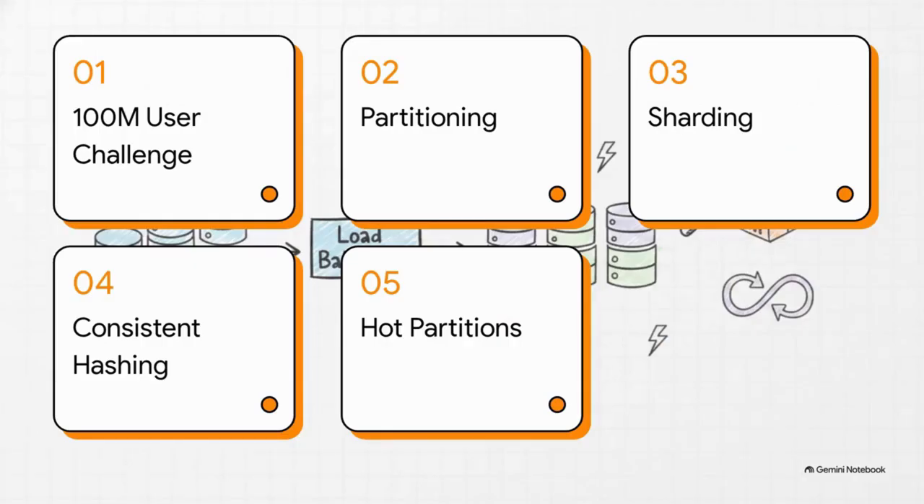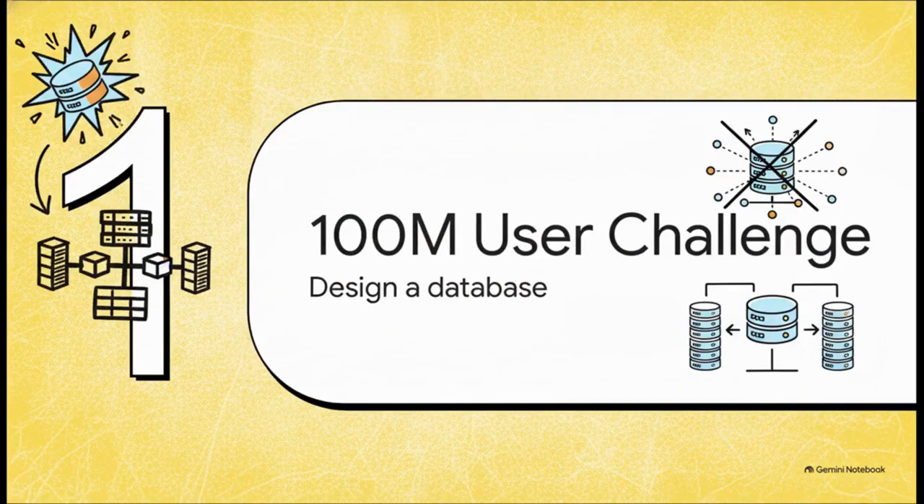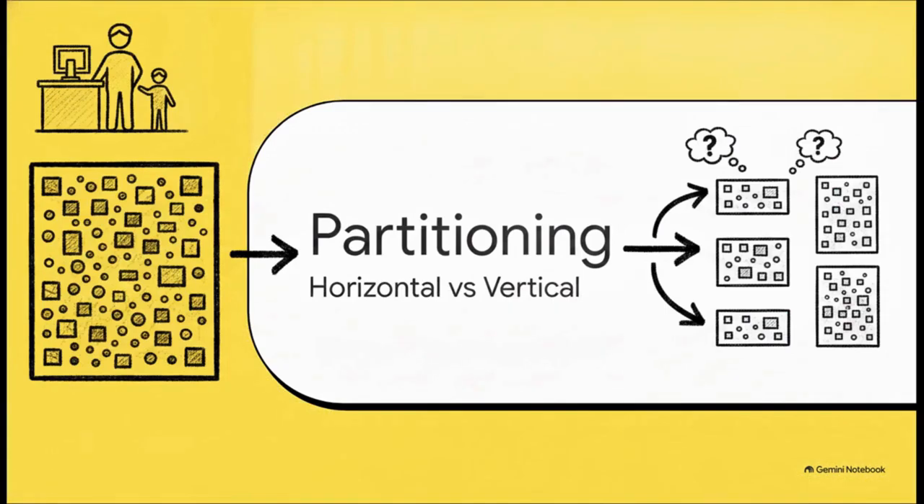So here's our architectural blueprint and survival guide for today. First, the 100 million user challenge. Second, vertical versus horizontal partitioning. Third, scaling up with sharding. Fourth, mastering consistent hashing. And finally, avoiding hot partitions. Section 1, the 100 million user challenge, the ultimate scaling test. Section 2, vertical versus horizontal partitioning, the basic fix.